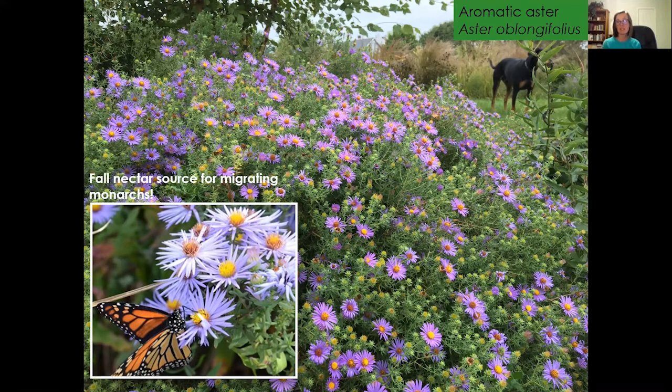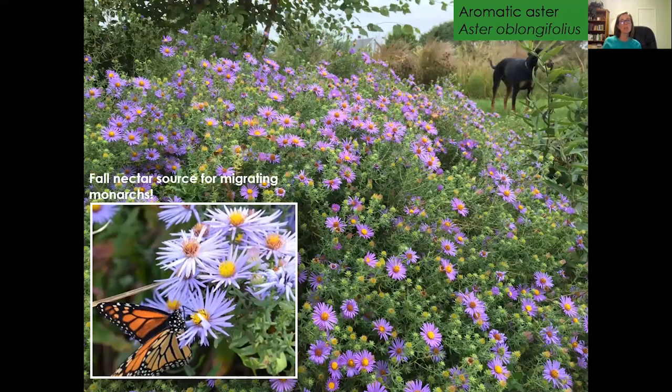This is fantastic for migrating monarchs. All right, in September when there's not a ton blooming, asters are really an important nectar source for them. And remember what nectar is, it's sugar. Sugary water, which is what these monarchs need as they are migrating from some parts of Canada all the way down to central Mexico where they overwinter.